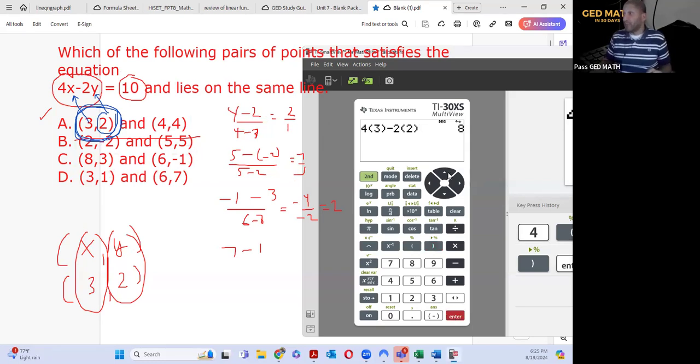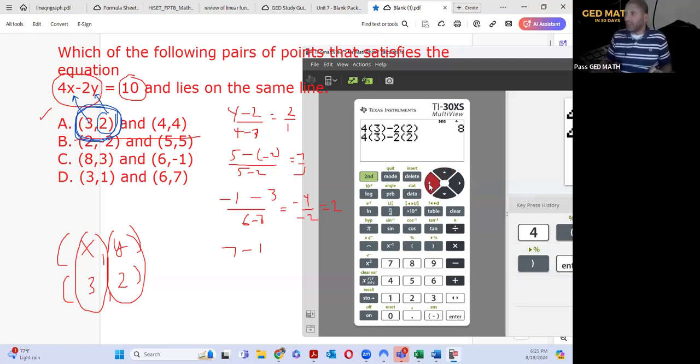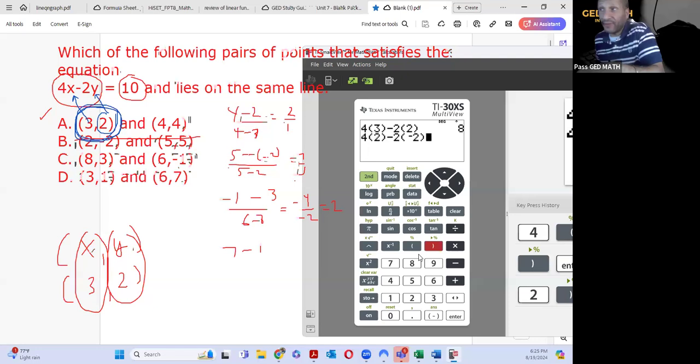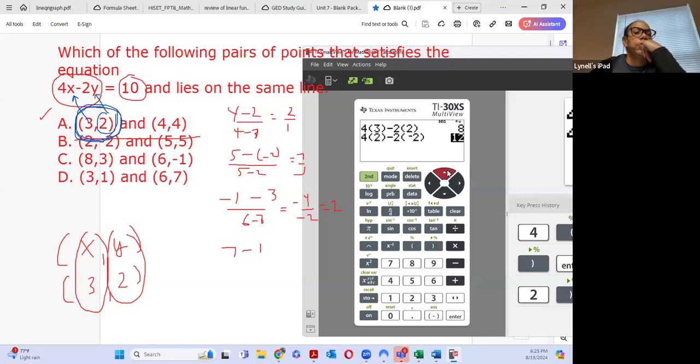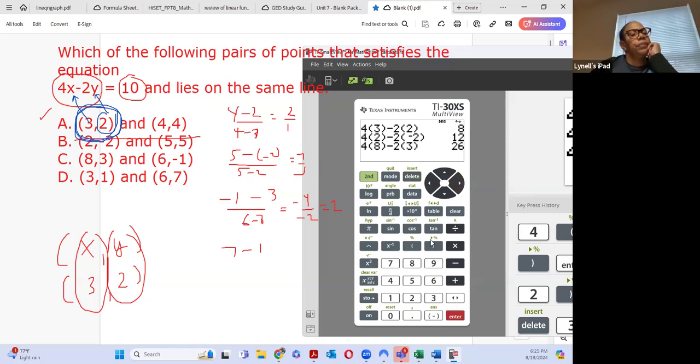So I go to the next one. I go back up into there. My next point is 2, minus 2. So I change this to 2. I change this to minus 2. Remember, in parentheses, use the negative next to enter. Did I get 10? No. So go back up to it again. And my next point is 8 and 3. Did I get 10? No. I go to my last one. I'm going to plug in 3 and 1.